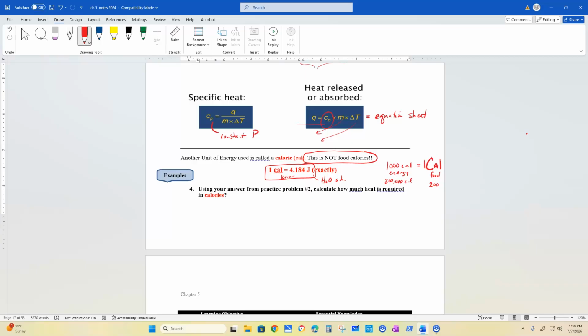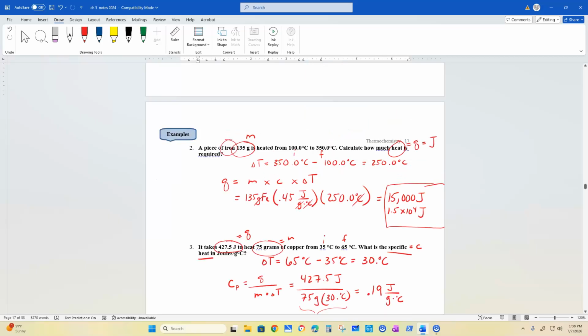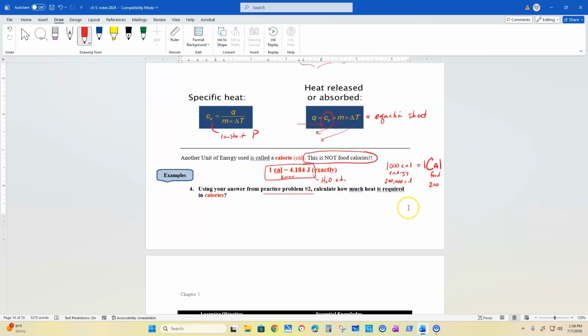What if I want to take my answer from number 2 and I want to just convert it to calories? Well, I need to go back to my answer for number 2, which was 15,000 joules. And if I just want to go to calories, I'm just doing a simple conversion. Joules on the bottom, 4.184 joules. And then 1 little cal. Make sure the cal is little c.